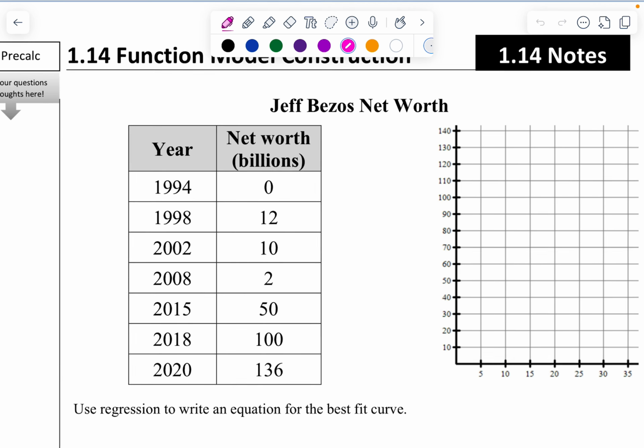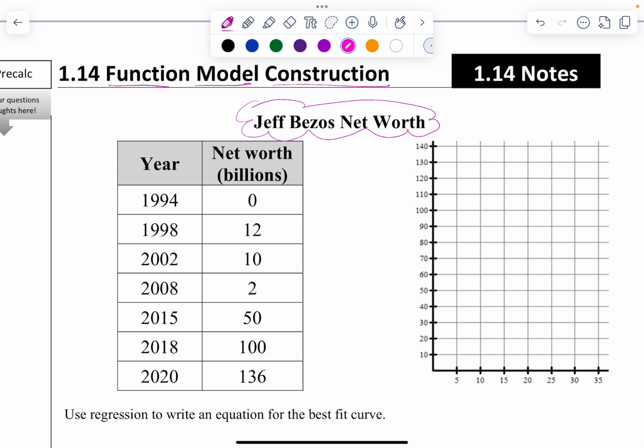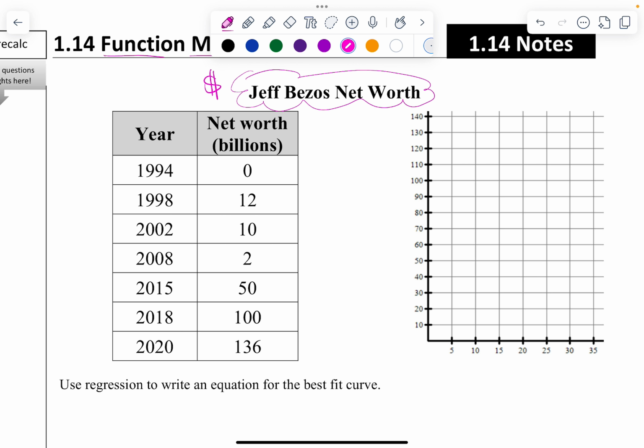Hey everybody, we're back. Let's go into section 14, which is function model construction. So let's talk about something that we all like to talk about, which is money. Let's talk about Jeff Bezos' net worth over this amount of time.